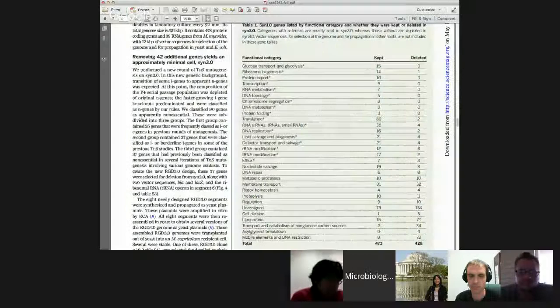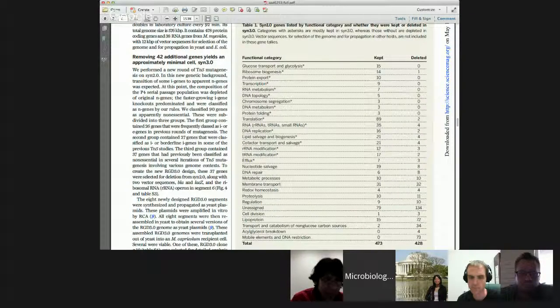So the other thing that they do is they talk a little bit about functional categories and whether they were kept or deleted in their final minimal genome, which is table 1. I'll just pop table 1 up there really quick. What they've got here is the list of functional categories, and how many genes were retained and how many were deleted. So this is going to be our final gene count, 473 for SYN3, the minimal genome. If you add kept and deleted together, that's the gene count for SYN1, which is where we started.